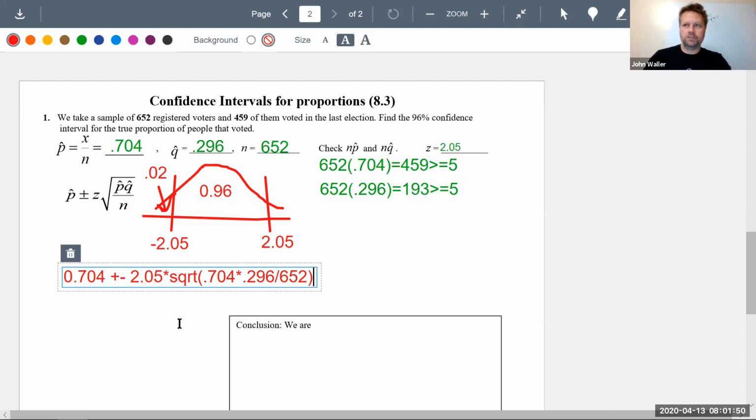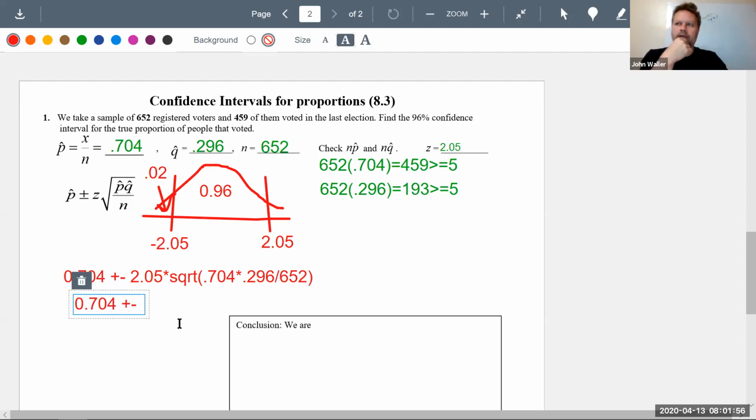So first thing you should do is to calculate what the error is, the give or take, how much we think we're off by. So if you plug in this part of the equation, 2.05 times the square root of all of that, see what you get. That's how much we think we're off by.